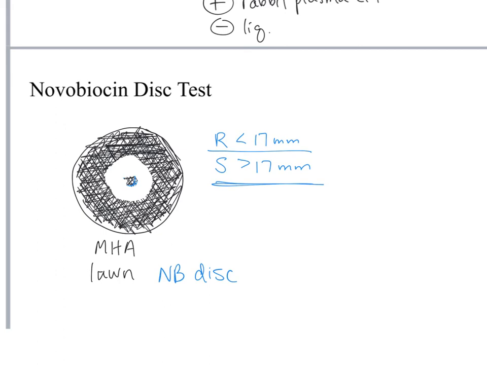Okay, all right. So you really don't even need to measure this. Usually, big zone, sensitive; growth right up to the disc, resistant. Okay, so when we come back together next time, we'll put together a flow chart, and you can start to see how running these tests helps us identify our organisms.